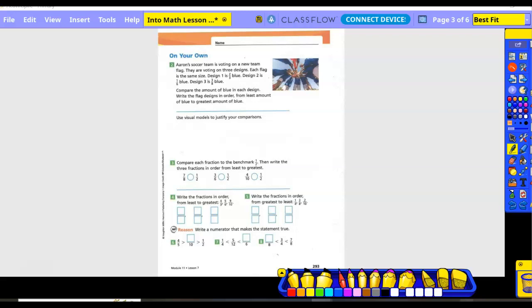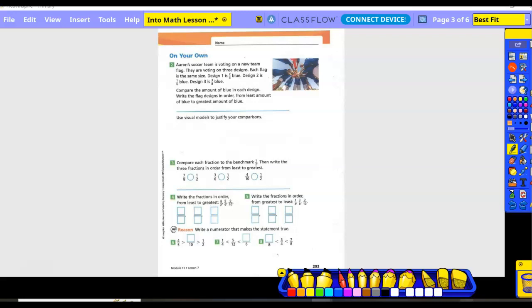On your own, number 2. Aaron's soccer team is voting on a new team flag. They are voting on 3 designs. Each flag is the same size. Design 1 is 2/3 blue, design 2 is 1/6 blue, and design 3 is 3/8 blue. Compare the amount of blue in each design. Write the flag design in order from least amount of blue to the greatest amount of blue. Use visual models to justify your comparison.